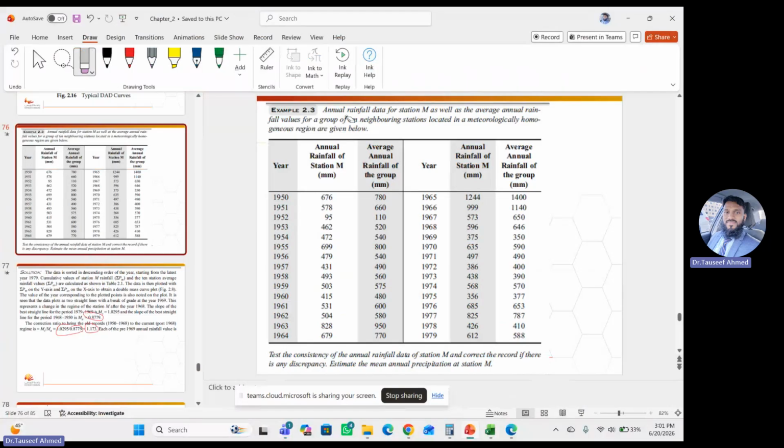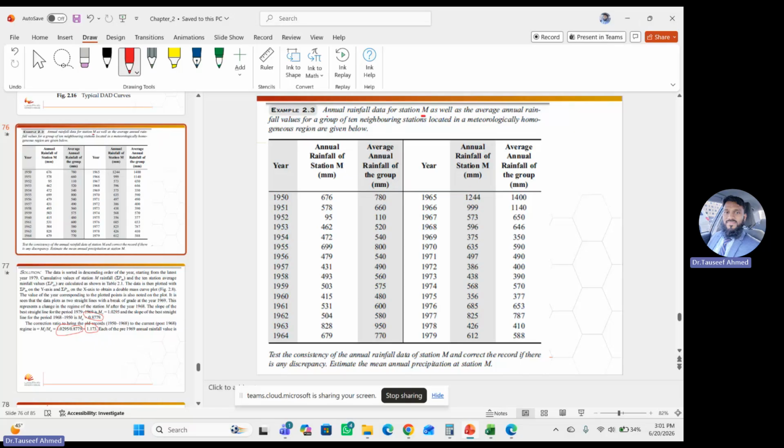In this numerical, we have to find the consistency of the rainfall data of station M. The annual rainfall data is given for station M, and for the surrounding station M, the average rainfall of almost 10 surrounding stations is given.